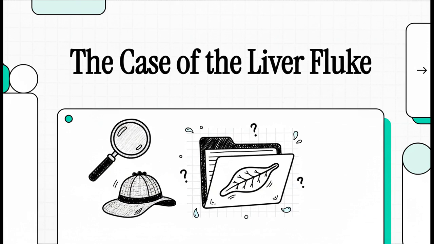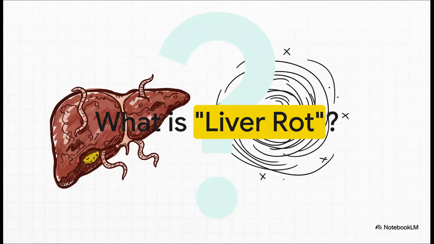Well, like any good investigation, we start at the crime scene. So the crime itself goes by a pretty grim name, liver rot. I mean, just the sound of it tells you something seriously destructive is going on inside one of the body's most vital organs, right? But what does that actually mean for the victims here?